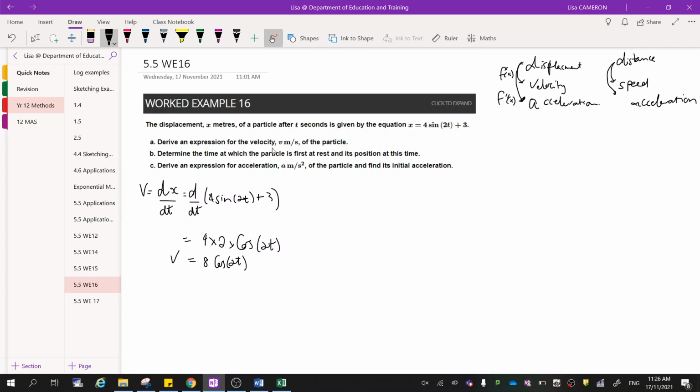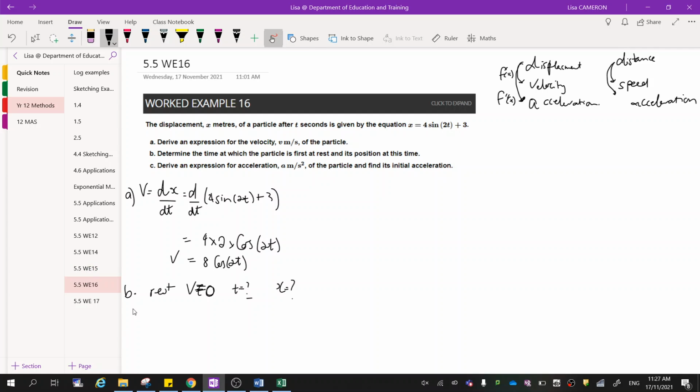So now I've got an expression for velocity of the particle given the displacement function. Determine the time at which the particle is first at rest and its position at this time. Now, if the particle is at rest, that means that the velocity is equal to 0. It means that its speed is equal to 0 because it's not moving. Okay, and then we want the position at that time. So we want to find when velocity is equal to 0, what is the time? And then once I have this time, I'm going to put it back in to find what our distance is.